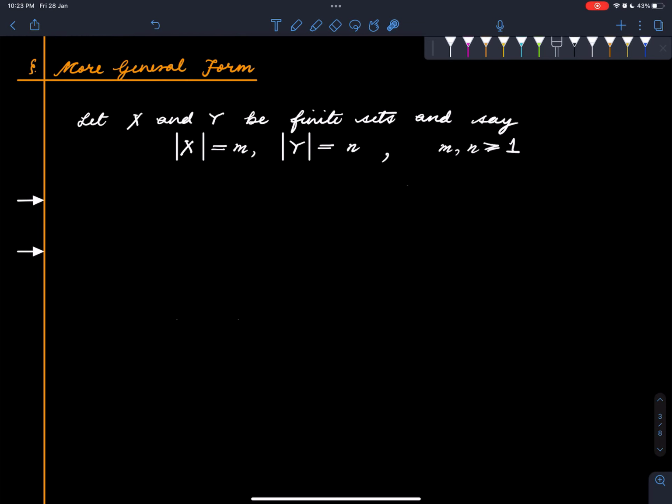Now, one can immediately make it more general. Let me state the generalization. I will not prove it because one can easily prove it oneself, but it's important that I state it. So suppose you have again finite sets, and let's say the size of X is m and the size of Y is n, and assume m and n are greater than or equal to 1, meaning neither X nor Y is empty. So each of them has at least one element. And then again we have a function from X to Y.